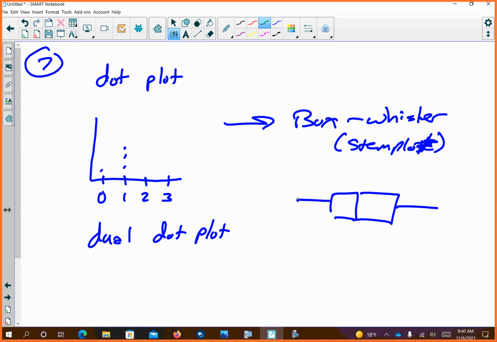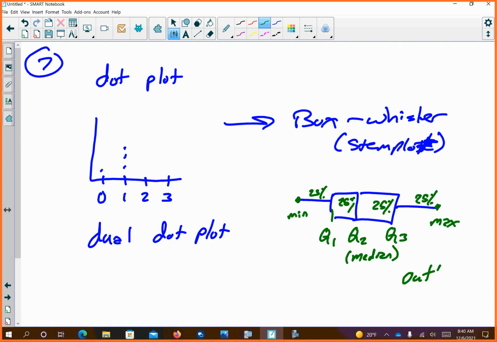Box and whiskers should be this, where we know that you have a minimum. 25% of your data is here. 25% of your data is here. This is called Q1. This is called Q2, which is also called the median. This is Q3. 25% of your data fits here. And then here's your max, which has 25%. There is something that is called an outlier, but we'll see if we review that later. So start this, but then we'll be doing dot plot.